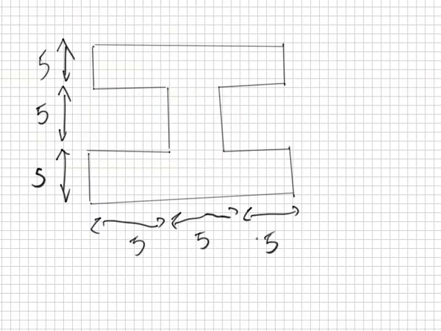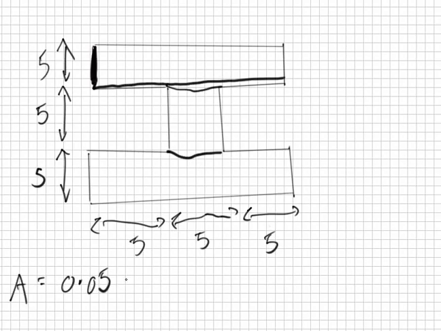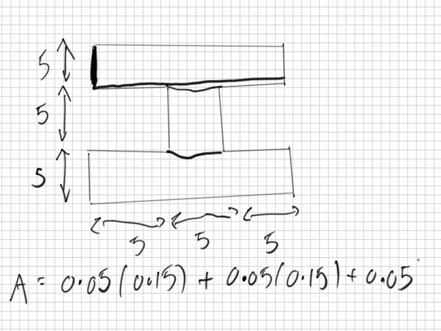So if I want the area, I can break it up into 3 rectangles. So the area would equal 5 centimeters multiply 15 centimeters. And then you have to do that again at the bottom. And then this piece in the middle will just be 0.05 squared. It's 5 by 5, the little square in the middle.